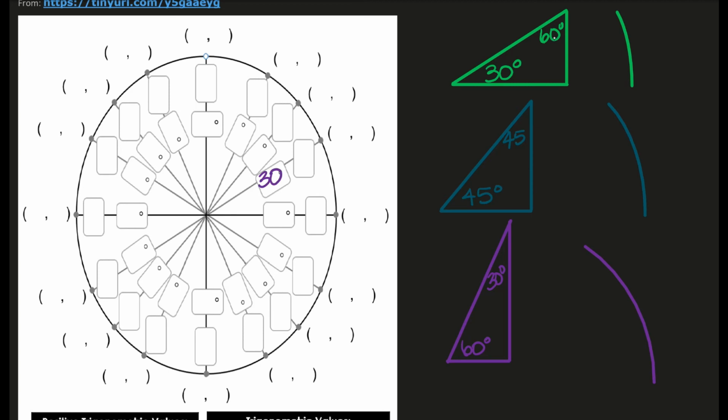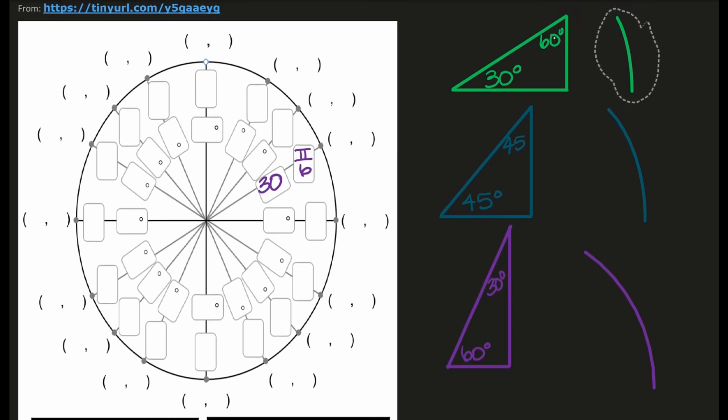Now, this sometimes is troubling for some people, understanding what exactly the radian is. So this first radian is pi over 6. Well, you may be thinking, like, what is a radian exactly? Okay, a radian measures the distance around a circle, kind of like circumference.